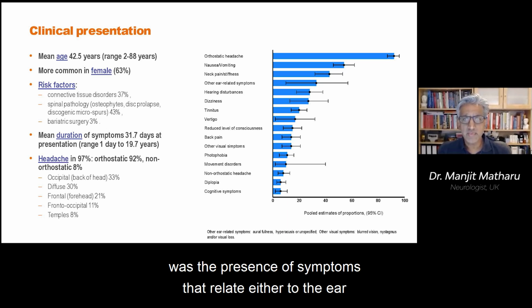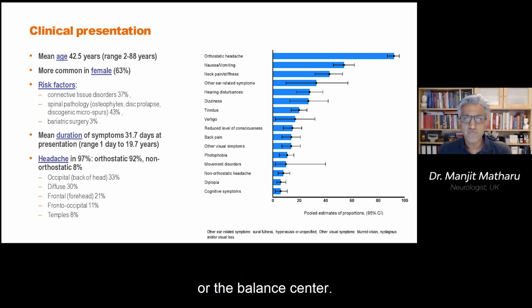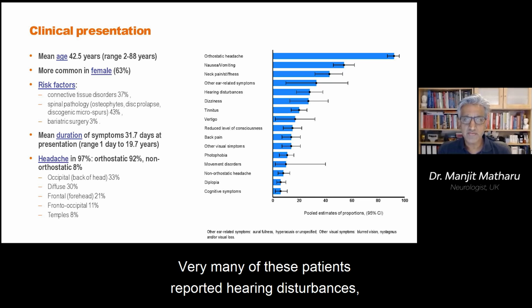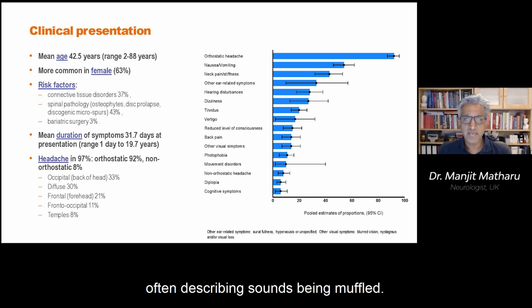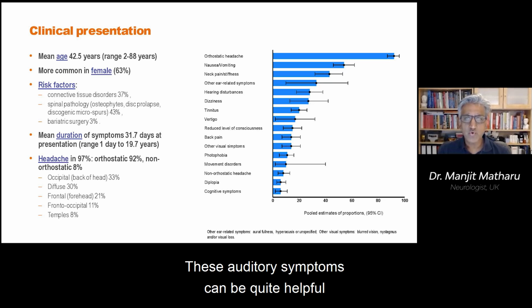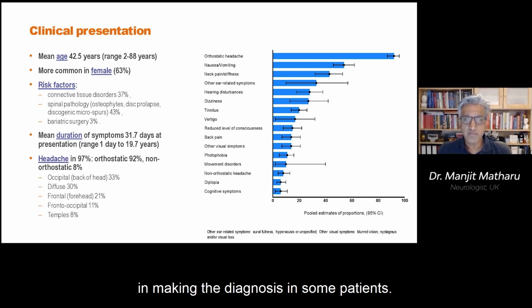The other thing that stood out about patients with CSF leaks was the presence of symptoms that relate either to the ear or the balance center. Very many of these patients reported hearing disturbances, often describing sounds being muffled. They felt dizzy, they had vertigo, a sensation of spinning. They often had tinnitus to go with this. These audiovestibular symptoms can be quite helpful in making the diagnosis in some patients.